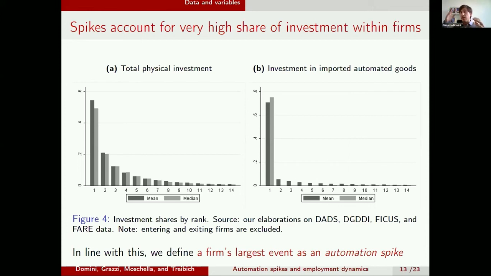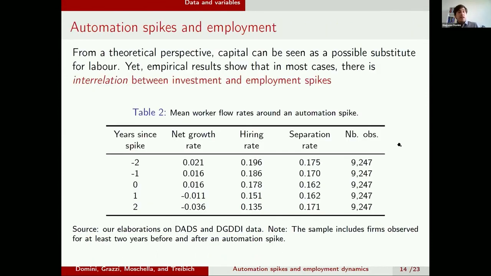So if we rank the share that each year's imports represent in the total import of these goods over the years, then we find that the top ranked event accounts for a very large share, up to 70% of all investment in imported automated goods. This is in general true of physical investment, as you can see from the left graph, but it's particularly marked in the case of imported automated goods. So based on this, we define this largest event for each firm as an automation spike. Now comes the question: what's the relation between automation spikes and employment?